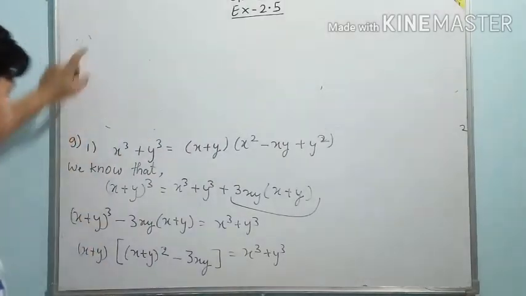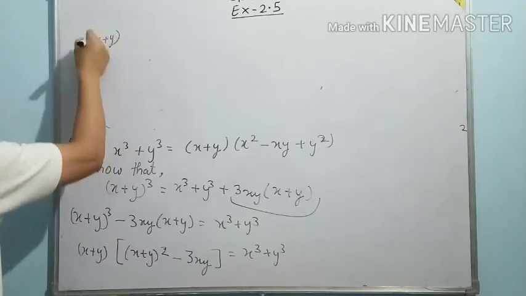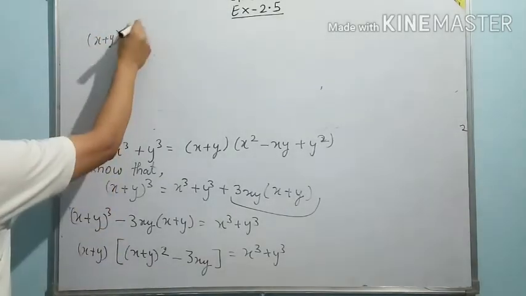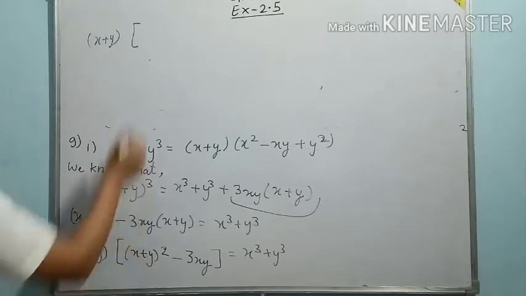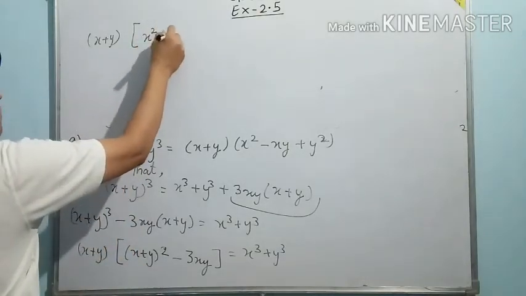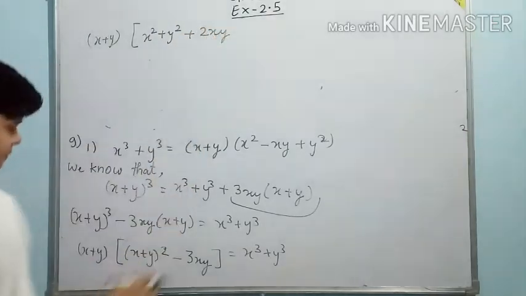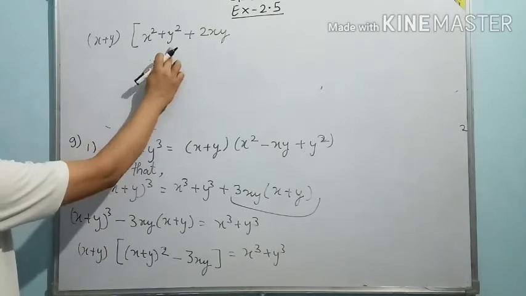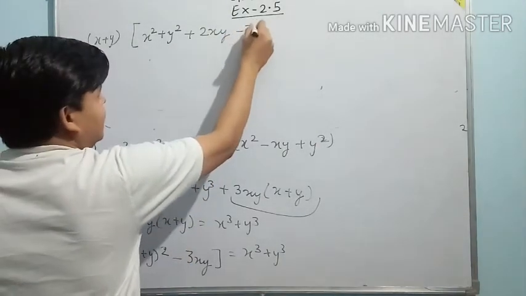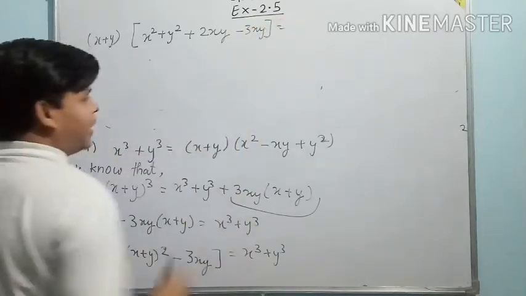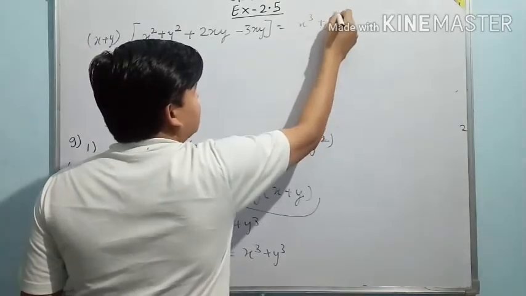So after this I am solving here, that here we have x plus y in one bracket, then here I am opening this bracket, a plus b whole square. So from here I'll get x square plus y square plus 2xy. This I have opened like a square plus b square plus 2ab, and now we have minus 3xy. So minus 3xy, bracket close, and this side we have x cube plus y cube.